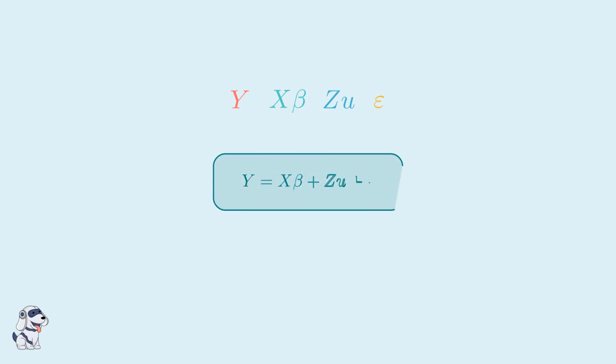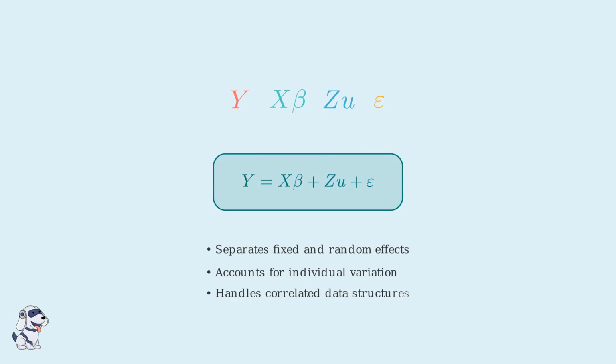In summary, the mathematical form y equals Xβ plus Zu plus epsilon provides a powerful framework for modeling complex data structures. It combines population-level fixed effects with individual-level random effects, while properly accounting for residual variation through well-defined distributional assumptions.